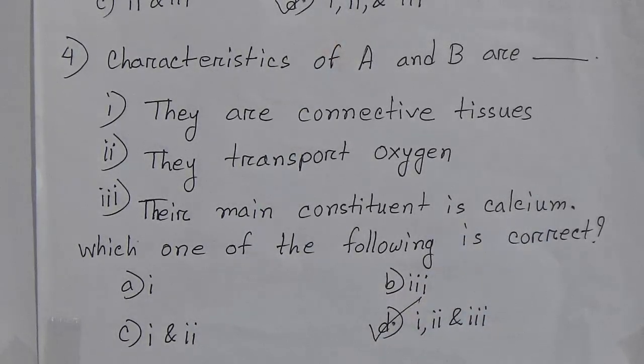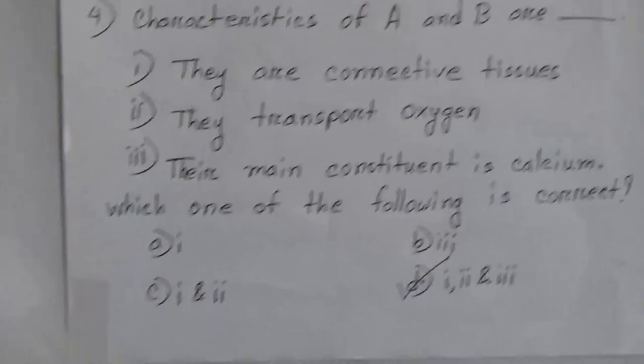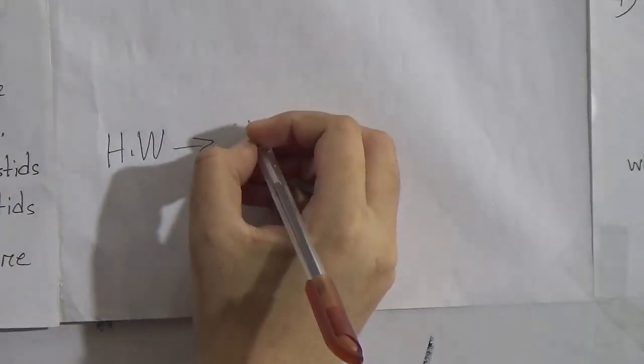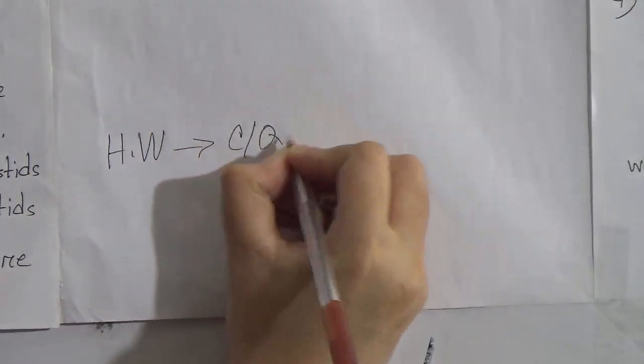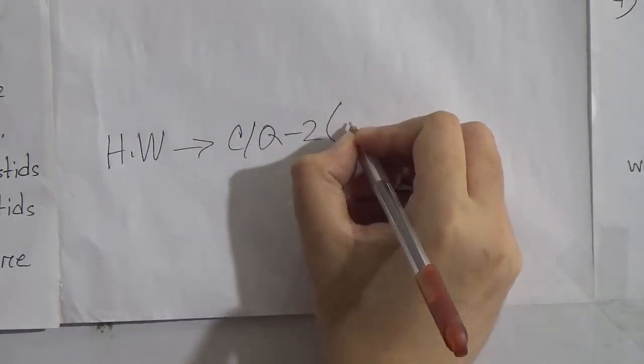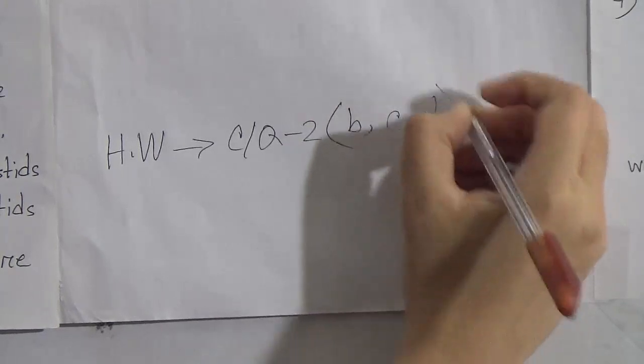Dear students, your SW will be this creative question 2, sub numbers B, C and D.